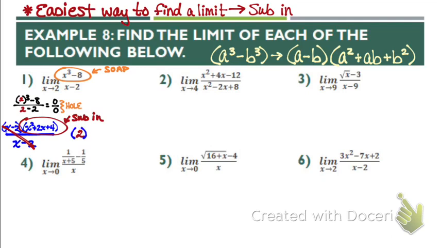So then I would have 2 squared plus 2 times 2 plus 4. So I've got 2 squared, that's 4. 2 times 2 is 4, so 4 plus 4 plus 4? 12. There's my limit.